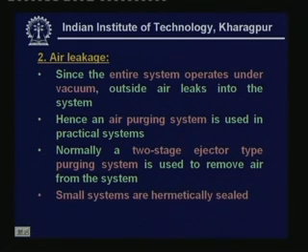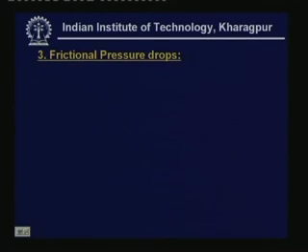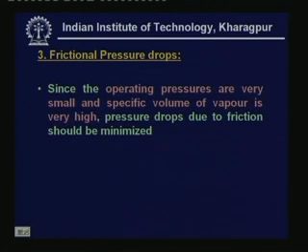Small systems are hermetically sealed, so the chances of air entering into these small systems is virtually nil. So the small systems do not have the problem, whereas the large systems have the problem of air leakage. Now let us look at the third problem, frictional pressure drops.